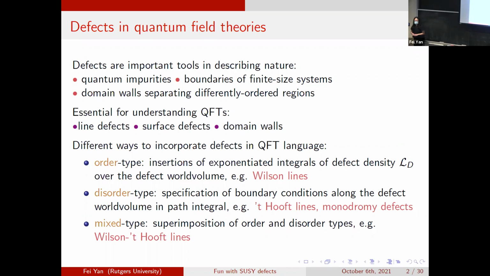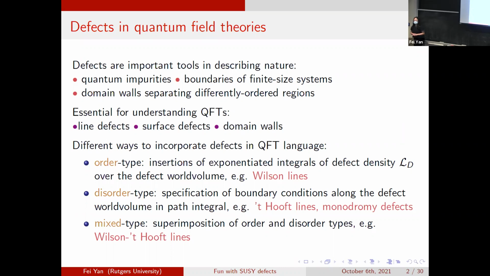In the QFT language, there are various different ways to incorporate defects. The first kind of way is to describe the so-called order type defect, which is included in the path integral by insertions of exponentiated integrals of defect density over the defect worldvolume. Famous examples are Wilson lines in gauge theory.